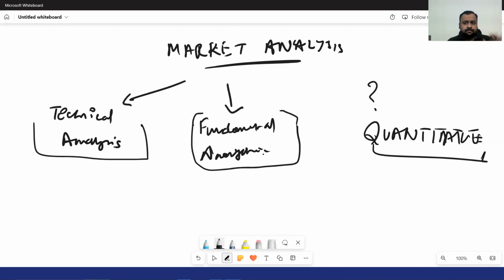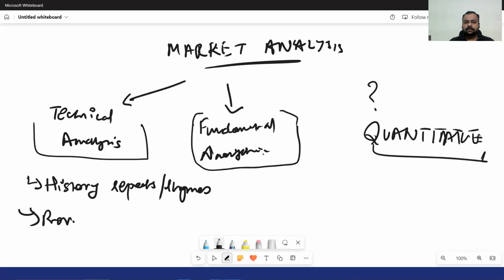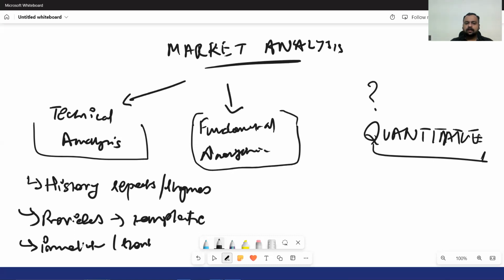Before we get into what quantitative research is, how it is done and how it can be applied, we need to first understand what technical analysis is, what fundamental analysis is, and what their purposes are. Technical analysis has certain assumptions, and one of them is that history repeats or rhymes. Technical analysis provides us with a template to gauge the buying pressure and selling pressure of the market. It is very useful for immediate and short term price momentum and price movement. So the short term predictive value of technical analysis is very high.